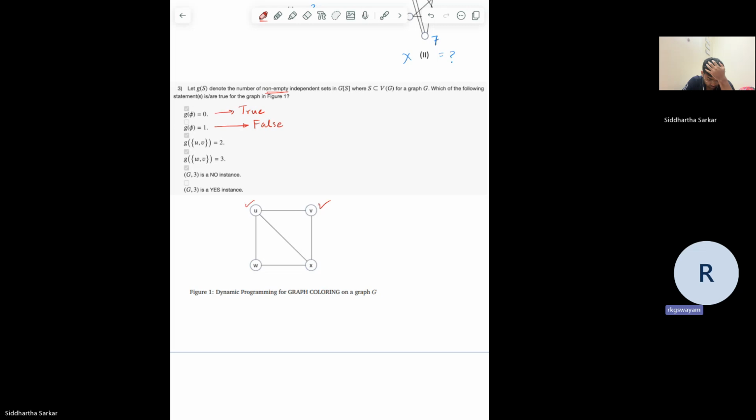They are saying that the graph induced by including W and V has no connectivity. But if I consider UV, then also, okay, yes. So if I consider WV, how many independent sets would be there? The count of independent sets for W and V would be two independent sets. One is V, the other one is W. So this is also not correct.